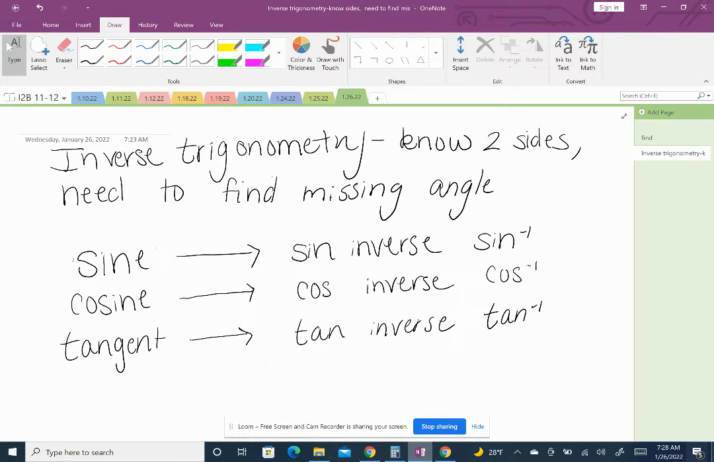So for sine, you'll see the inverse as sine to the power of -1. Cosine, same thing, power of -1. Tangent, same thing, power of -1. Depending on what calculator you're using is going to be how you're going to see this.